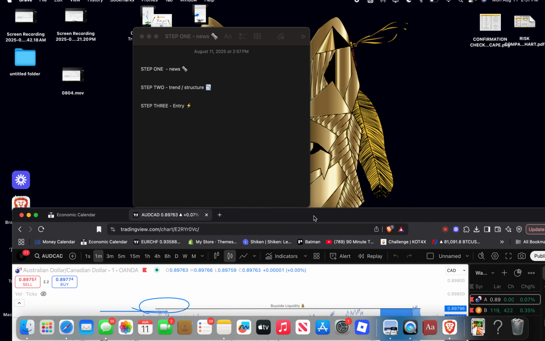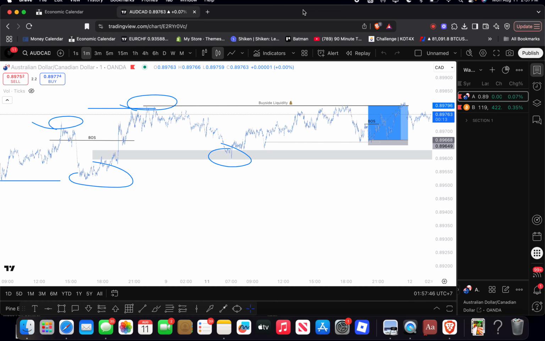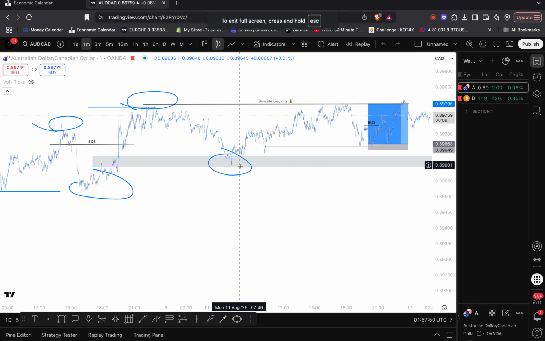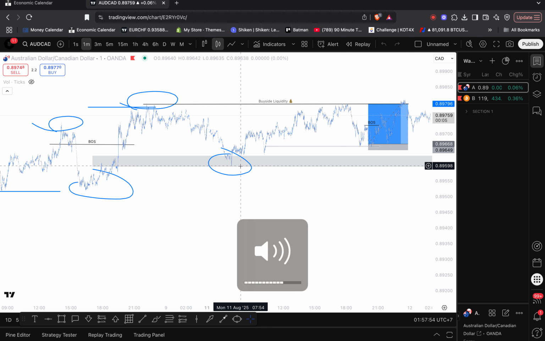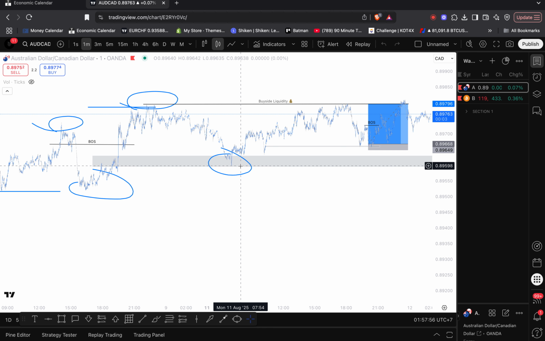It's Monday and I want to just go over today how I got this trade on AUD/CAD. If you know me, I trade institutional concepts, I trade SMC. Order blocks and gaps are pretty much the only thing that I tend to trade. And yeah, so let's get right into it.